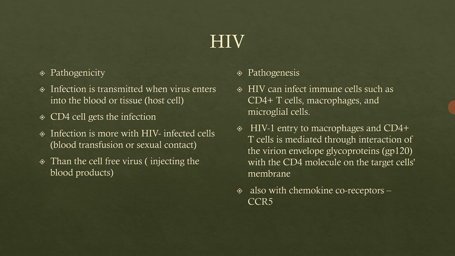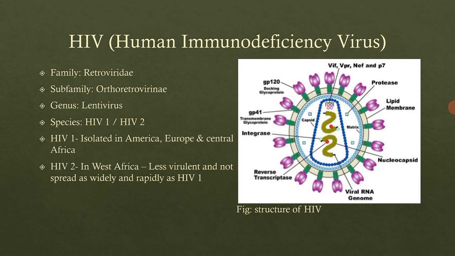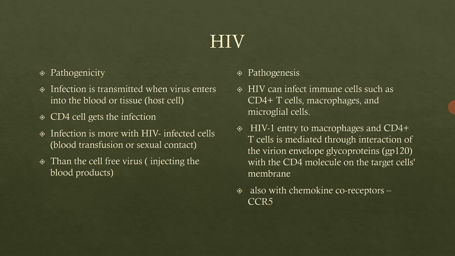Now the HIV-1 species, HIV-1 entry to the macrophages and CD4 T cells is mediated through the interaction of the virion envelope GP120. As I mentioned in the previous slide, the GP120 is called the principal envelope antigen. Now why principal? Because that protein, the GP120 protein, mediates the entry of the HIV into the CD4 cells, and that is why it is a very important protein of the HIV virus, GP120.